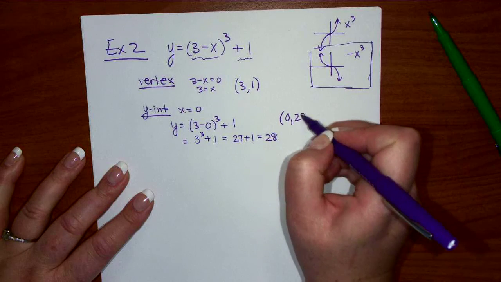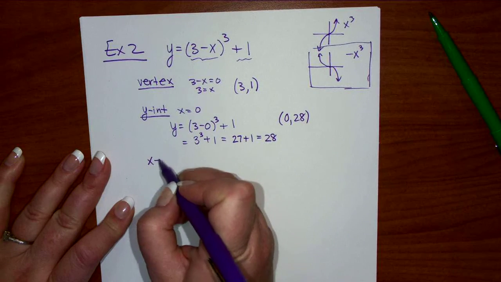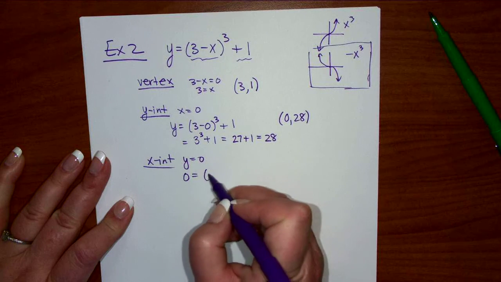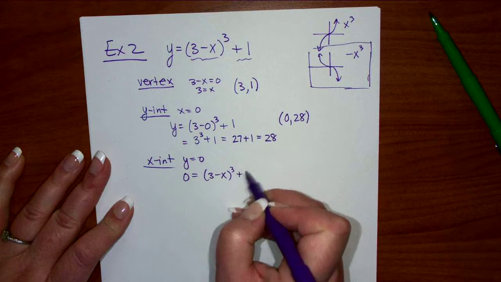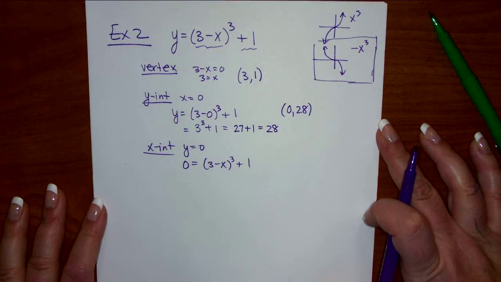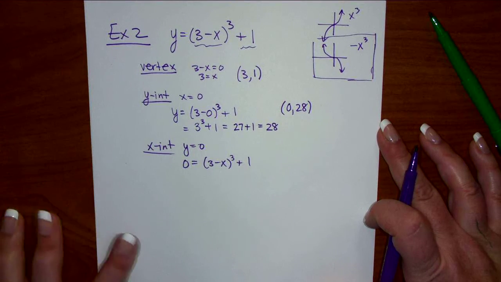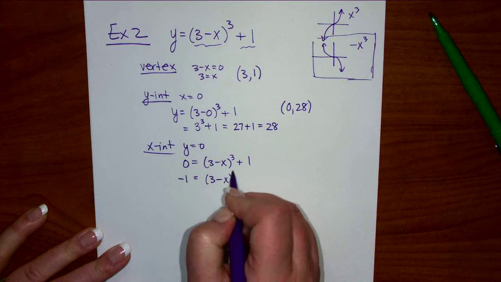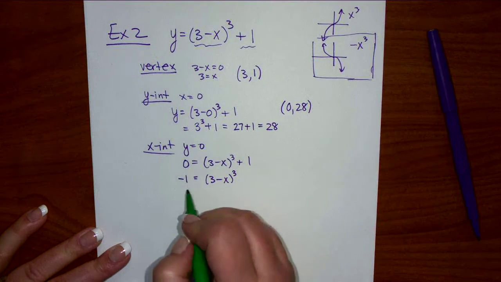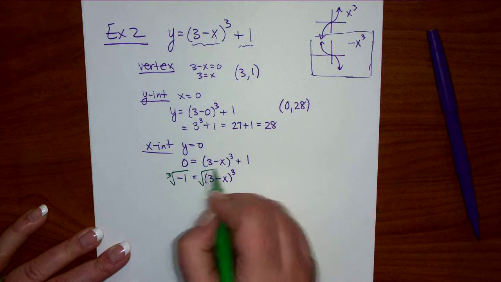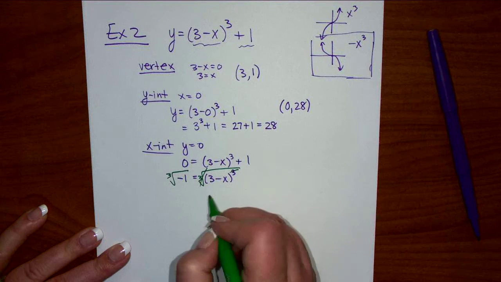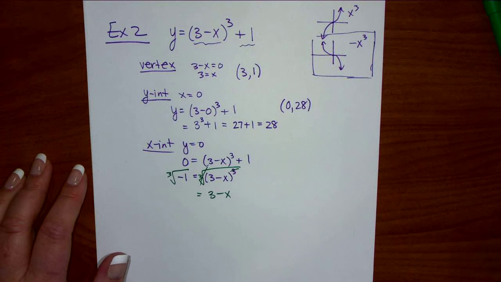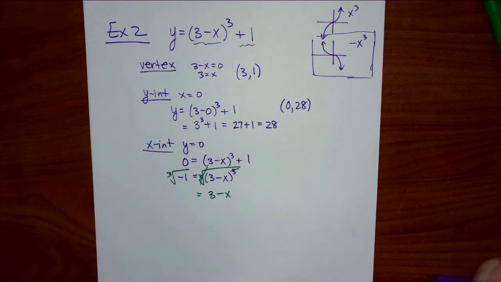X-intercept. So what do we do here? Move the 1 over. To get rid of the cube, you do the cube root of both sides. That cancels that. So that we'll have 3 minus x equals cube root of negative 1. Negative 1. It's okay to have a negative. 1 times 1 times 1 is 1, so negative 1.